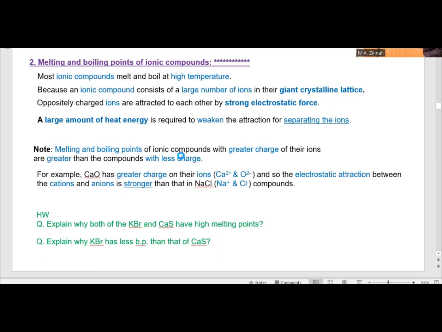If the ions have greater charge, then the melting point and boiling point will be less, right? More, yes. If the ions in the ionic compound have greater charge, then melting and boiling points will be greater. For example, calcium oxide has ions with greater charge, so the electrostatic attraction between cation and anion will be stronger compared to sodium chloride. So which one has the greater melting point? Calcium oxide.